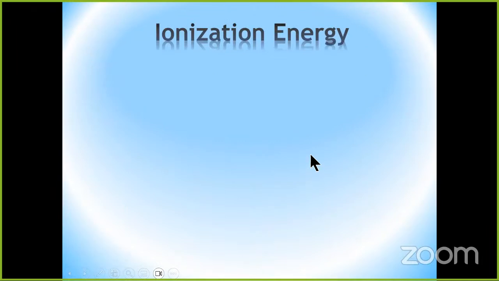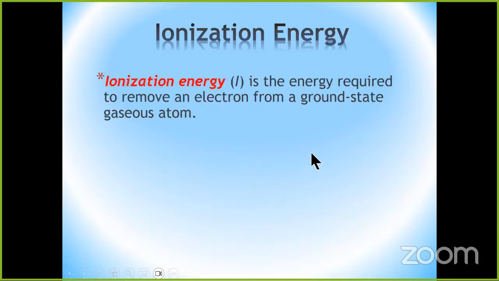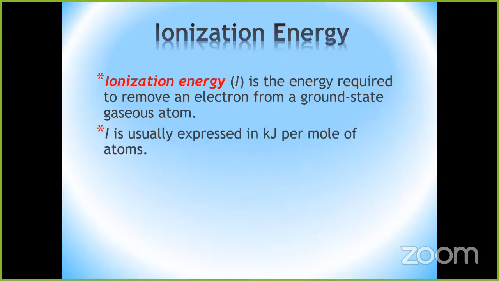Okay. So the other trend we're going to look at is what is known as ionization energy. Ionization energy. What is that really? As you can see on the screen here, it is the energy that is required to remove an electron from a ground state gaseous atom. In other words, we're talking about the energy that is required for this process here.